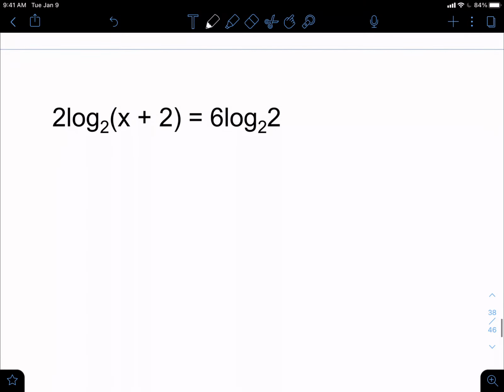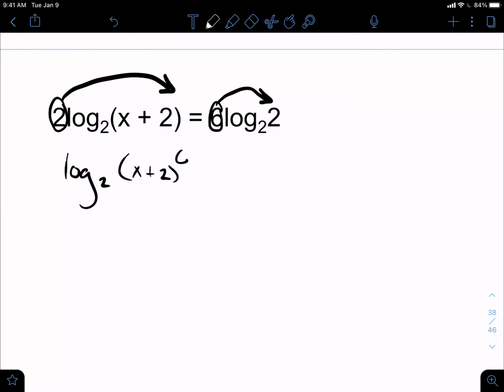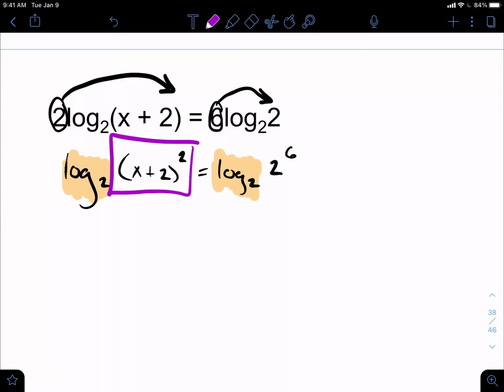So looking at another one here, this one obviously looks a little bit more intense. But when we realize that this is just a coefficient, meaning it's the exponent, same with this, it looks a little bit simpler. So we'll end up with log base 2 of x plus 2 to the second power is equal to log base 2 of 2 to the 6th power. Now, the nice thing about this is that these are both log base 2. And if they're equal, the only way that can happen is if this actually equals this. So we can set this up: x plus 2 squared is equal to 2 to the 6th. Let's find the value of x that makes those two equal to one another.